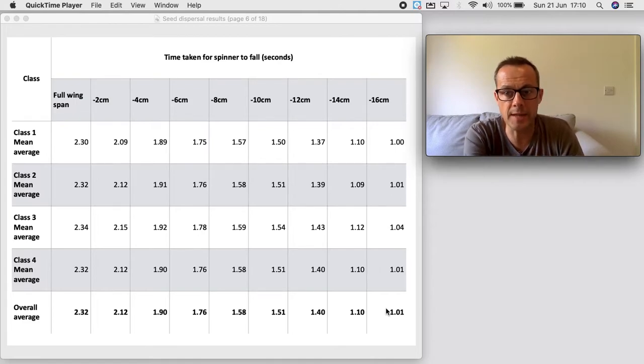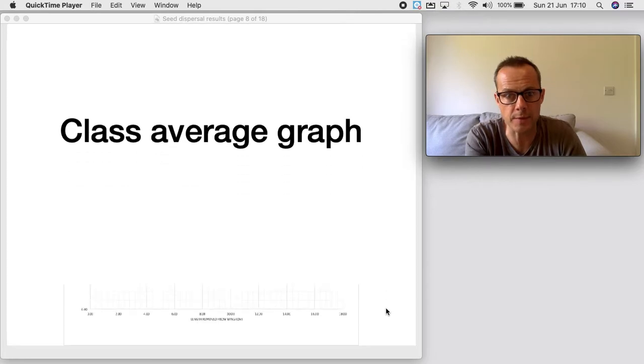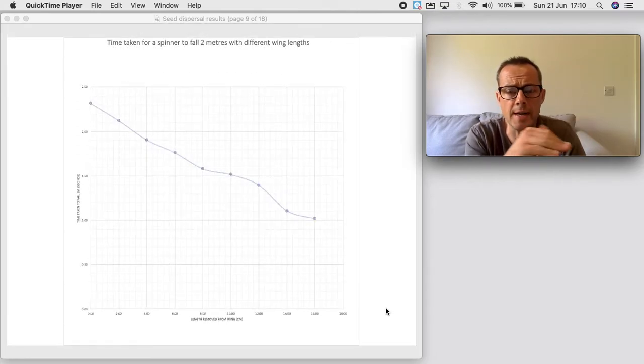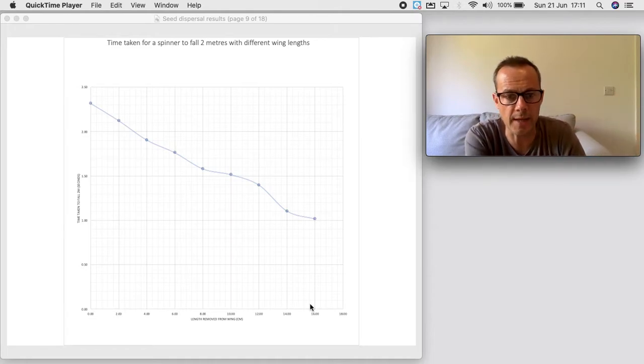Now, the table is okay, but a better way of presenting it will be to have a look at a results graph. And that's what I created next for us. So if we look here, we've got a really nice clear pattern showing. On the y-axis, we've got the time it takes to fall in seconds. And on the x-axis, we've got the length removed. So as we go along here, our wings get shorter, which will confuse people a little bit, but this is just the easiest way to show on the graph, as it was with your results table. So as we go along here, our wings are getting shorter and shorter.